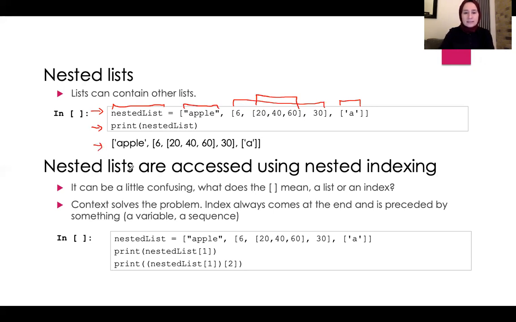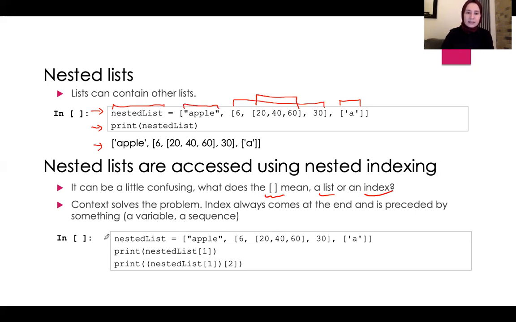So nested lists are also accessed using nested indexing. This might be a little bit confusing, because what do the square brackets mean, a list or an index, right? It might be a little bit confusing, but the context solves the problem. So the index always comes at the end and is preceded by something, a variable or sequence.